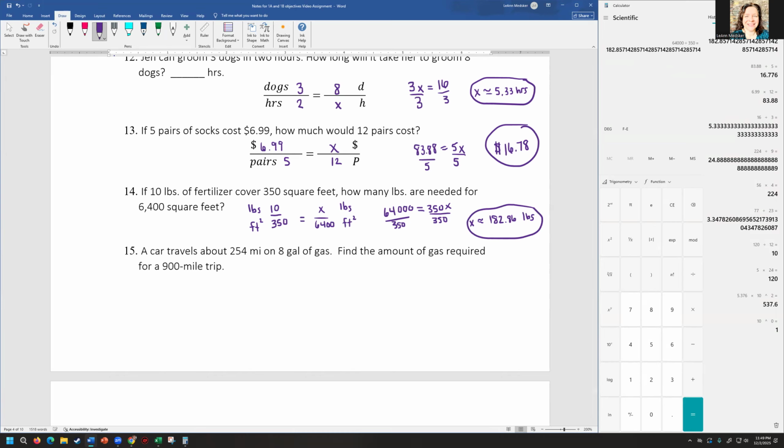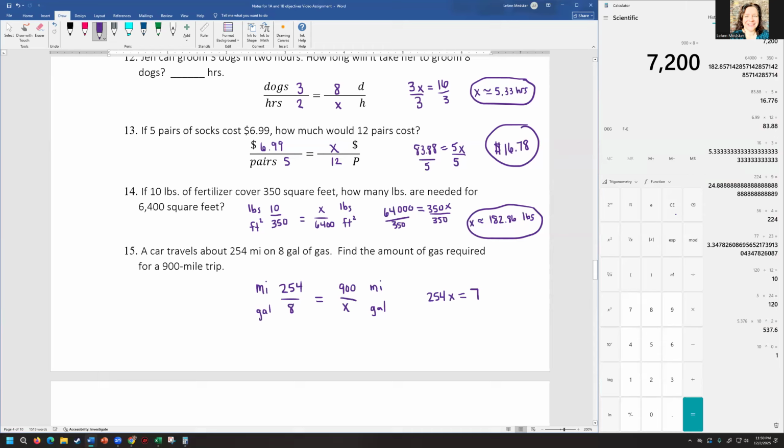All right, let's look at our number 15. It says a car travels about 254 miles on 8 gallons of gas. Find the amount of gas to go on a 900-mile trip. So we're dealing with miles and gallons. We'll be doing the same thing on the other side. So I had 254 miles. Lets me go on 8 gallons of gas. So those are connected. I don't know the amount of gas, we don't know the gallons that I would need for a 900-mile trip. So we've got 254 times X equals, then we're going to do 900 times 8.